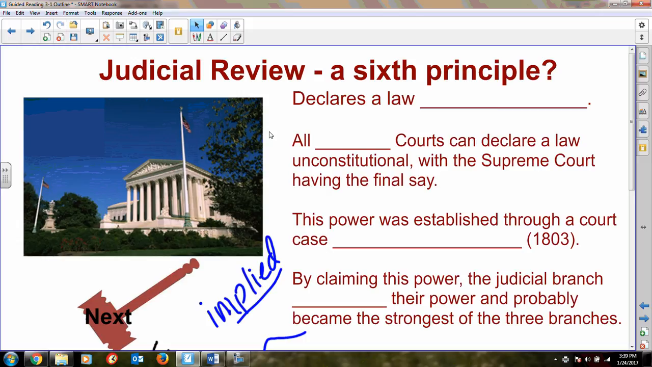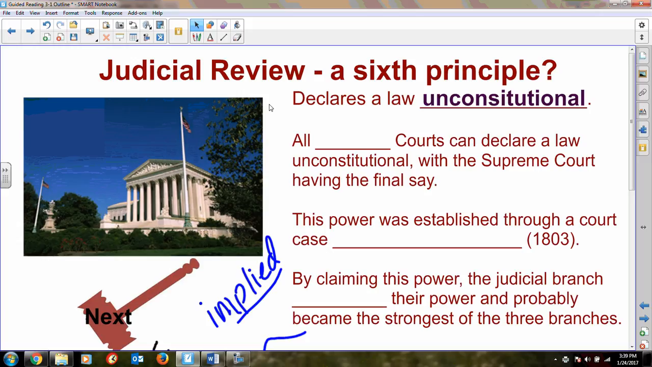You know, it kind of depends on what government book you look at. Some government books list it as a completely separate principle, while others will include it in the checks and balance system. So, you know what? Take it for what it's worth. The definition of judicial review is when you can declare a law unconstitutional.